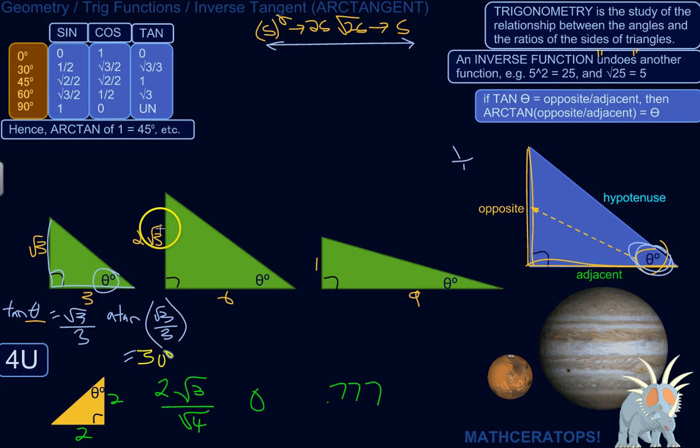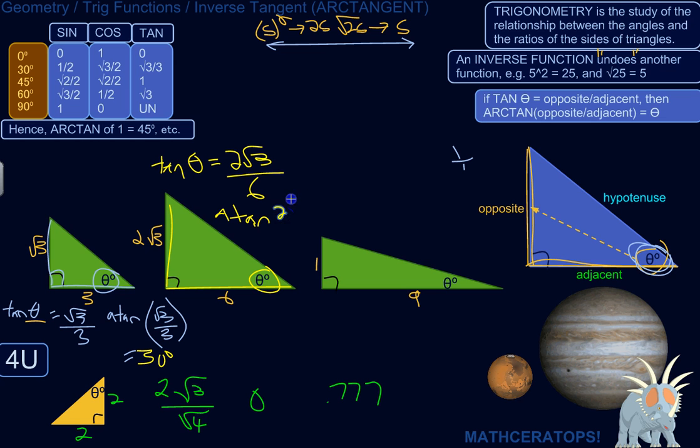So let's try another one here. Looking at this theta, it's a different theta. We want to know, well, what is this angle measurement? Well, what we're given is that it's a right triangle. We know the adjacent side, and we know the opposite side. So we know that the tangent of theta is that ratio, opposite over adjacent.